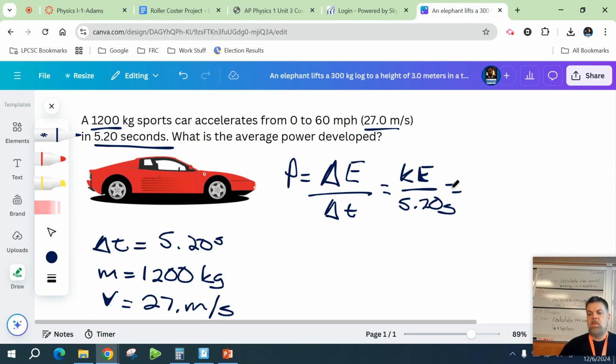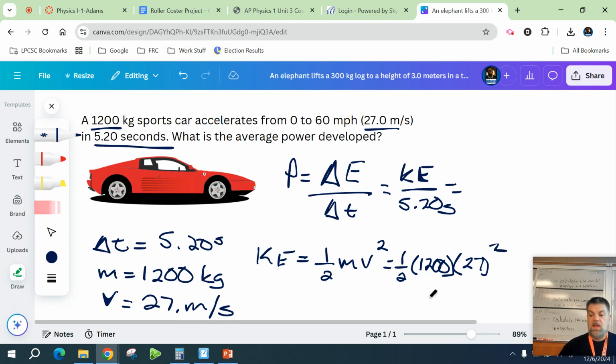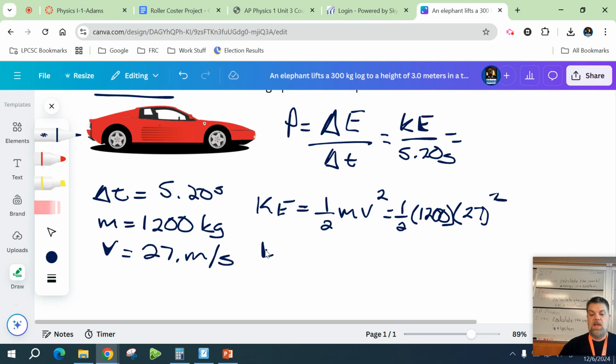Okay. So, anybody remember what the formula for that is off the top of your head? Well, to find the kinetic energy, it's 1/2 times the mass of the car times the velocity of the car squared. Or 1/2 times 1,200 times 27 squared. Now, if you crank through that math, you get that the kinetic energy is 437,400 joules. Okay, that's the kinetic energy at the end of this thing.